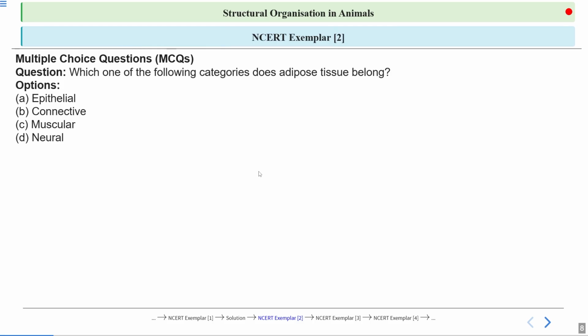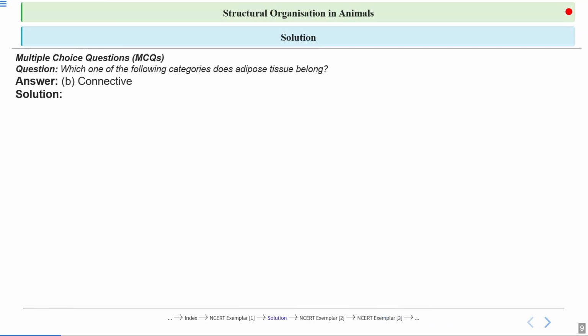Next question. To which one of the following categories does adipose tissue belong? Let us see the options. A. Epithelial, B. Connective, C. Muscular, and D. Neural. Let us see the answer of this question. The answer is B, connective tissue.